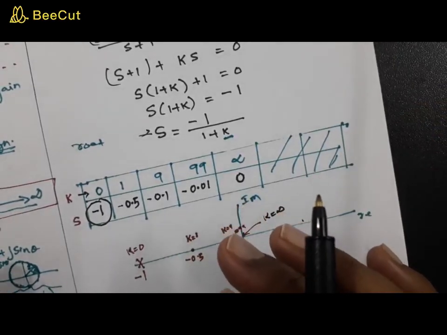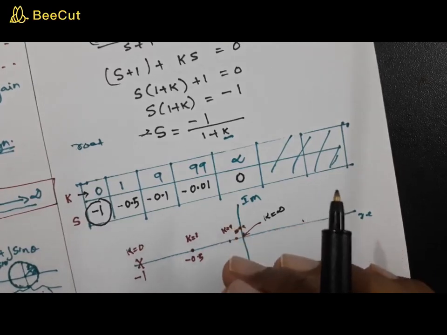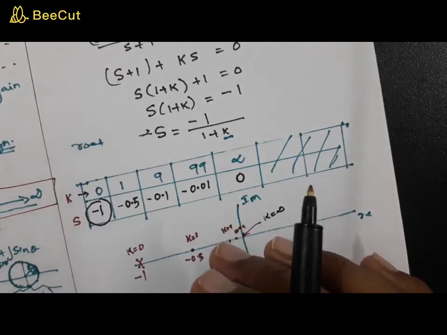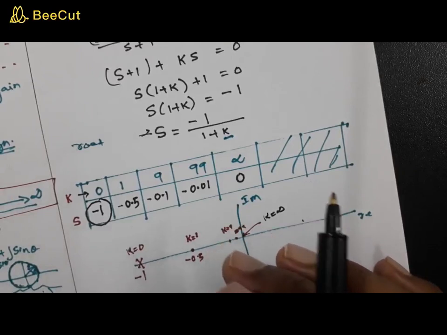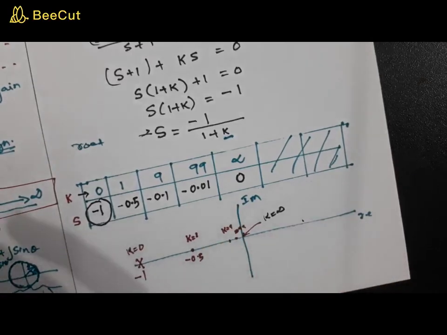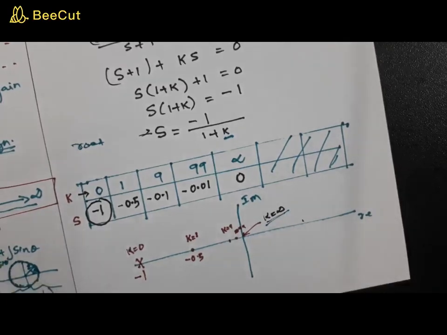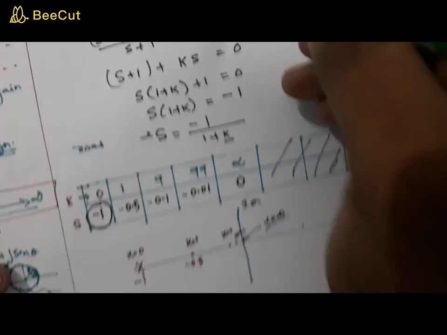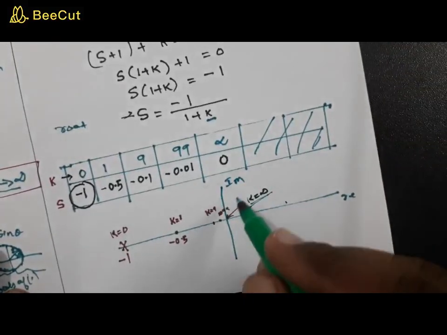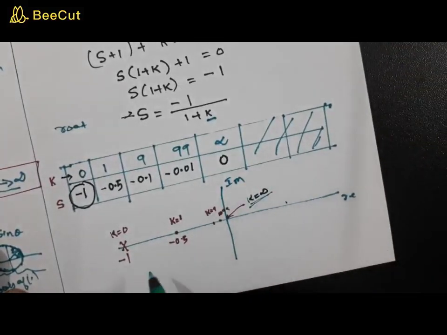So you can come to the conclusion that this particular system will not be an unstable system. It will be a marginally stable system when k becomes infinity, which is a point that cannot be attained practically. Whatever may be the value of k, the root is not going to reach the right half of the s plane.